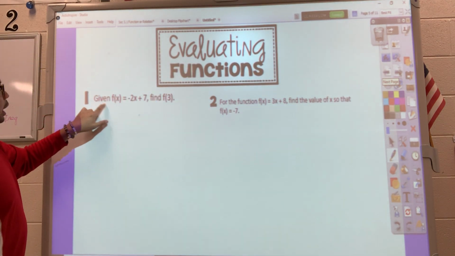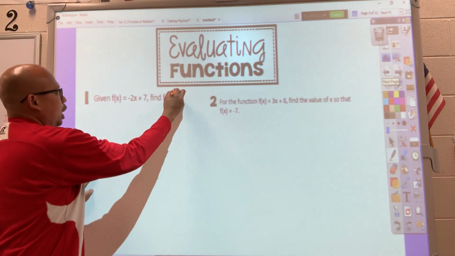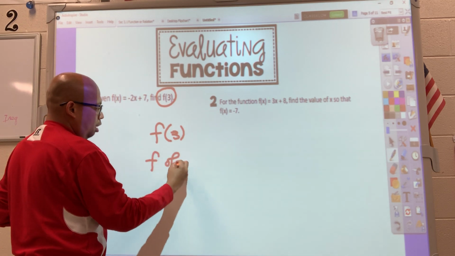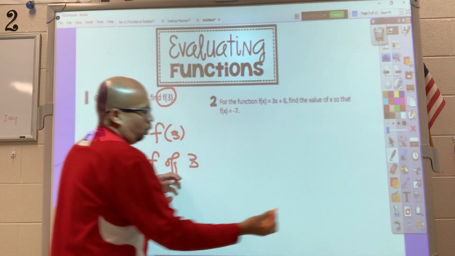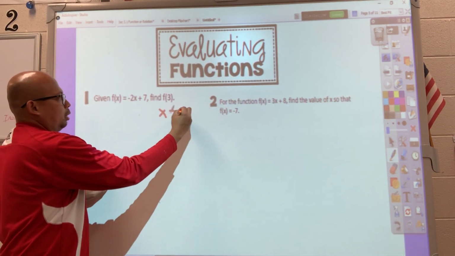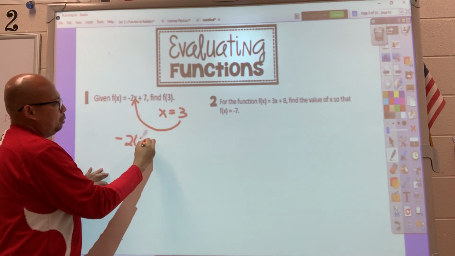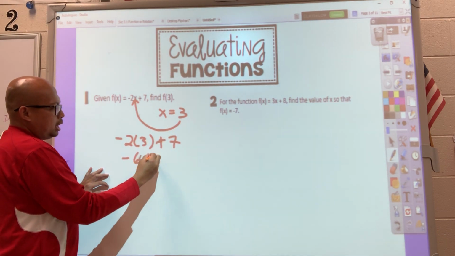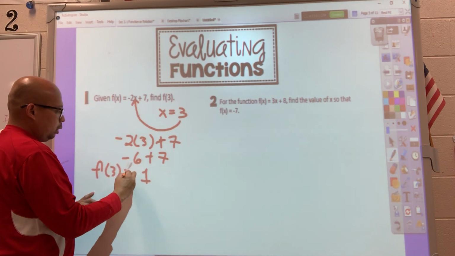Evaluating function. Given f of x is equal to -2x plus 7, find f of 3. By the way, we read this one as f of 3, not f parenthesis 3 or f times 3. The meaning of that is that the value of x there is equal to 3. So you need to plug in the 3 to the function: -2 times 3 plus 7. What's -2 times 3? It's -6 plus 7. That will give you 1. So therefore, f of 3 is equal to 1.